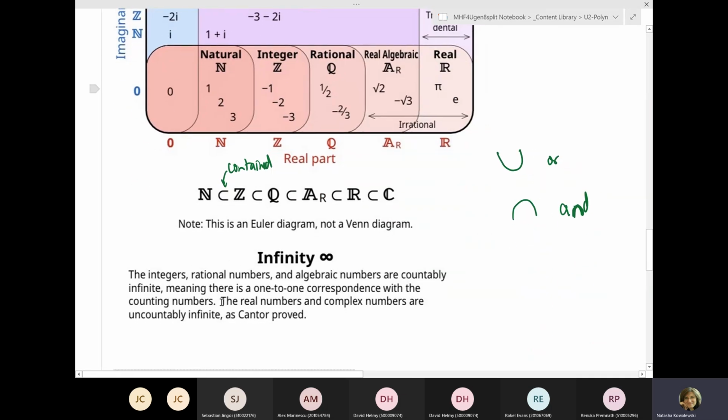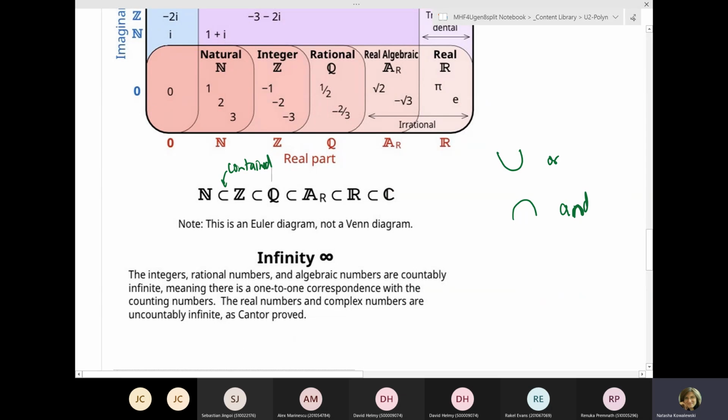There's a blurb here about infinitely many. So the integers, rational numbers, and algebraic numbers are countably infinite, meaning there's different types of infinity. At university, when I took pure math courses, we talked about how one infinity and another infinity are not actually the same thing because some infinities are bigger than other infinities, which is a little weird concept, but that's how it is. So it says countably infinite because you can actually start counting them, meaning that there is a one-to-one correspondence with the counting numbers themselves. Counting numbers are the natural numbers. Real numbers and complex numbers are uncountably infinite. Like we can't even count them.